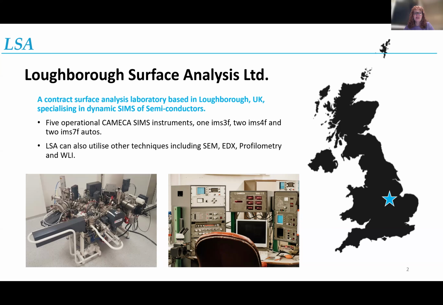We also have the ability to do SEM, EDX, white light interferometry in-house and out-of-house. We can do XRF, EDX, various different surface analysis techniques to help complement SIMS analysis.